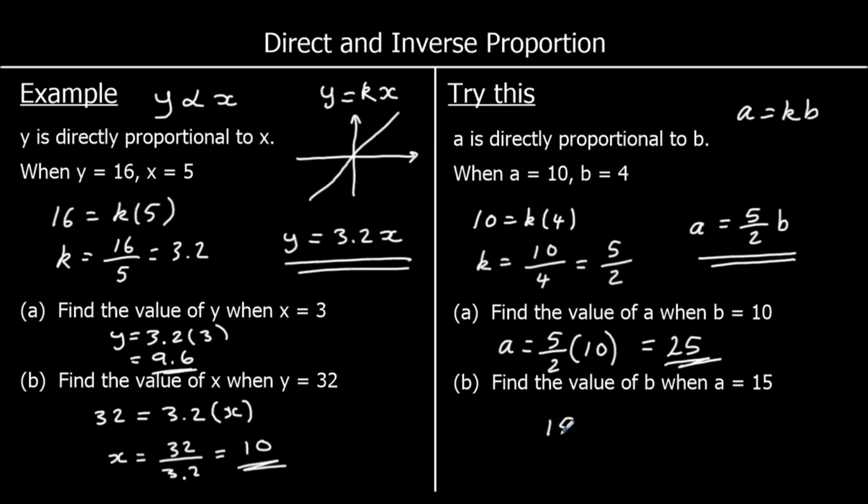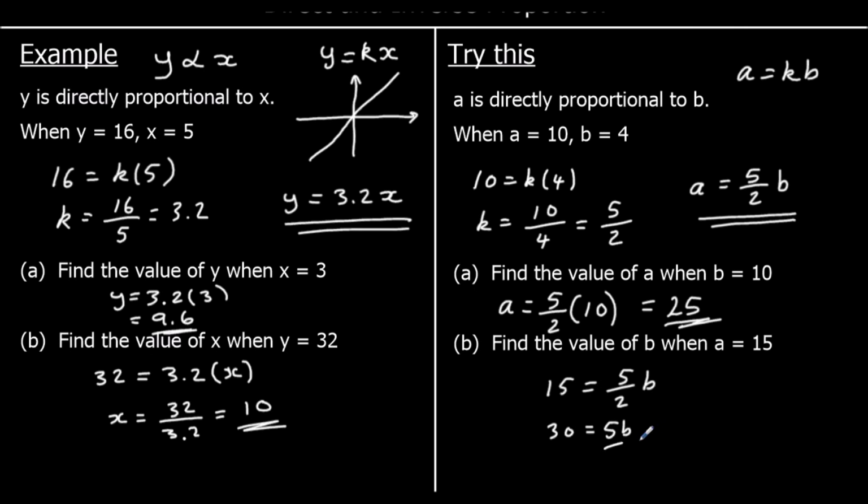Part B, find the value of B when A is 15. So 15 equals 5 over 2 times B. Double both sides. So 30 equals 5B. Then divide both sides by 5. And that will tell us B is 6.